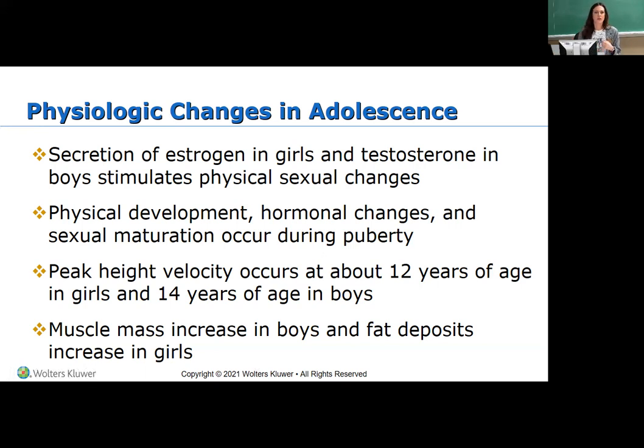What happens with the muscle mass for the boys, the girls will also have an increase in their fat deposits, and those fat deposits occur around the hip area, in the breast tissue, and in the buttocks. So they're really starting to get their figure and a little bit more of those curves. That's very normal too. A lot of girls, especially young girls, are very self-conscious about that. We don't want to give them any kind of disturbed body image.